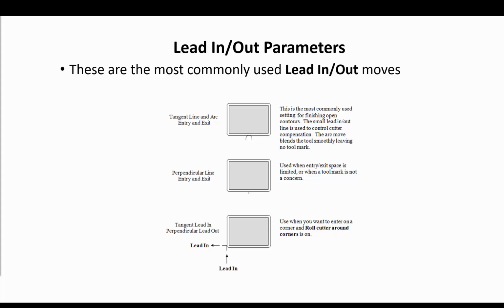As you can see, you can have a combination of tangent line and arcs for both entry and exit. The small LeadInOut line is used to control cutter compensation, and the arc move blends the tool smoothly, leaving no tool mark. Perpendicular line entry and exit is used when the tool mark is not a concern. Tangent lead in, perpendicular lead out is used when you want to enter on a corner and you do have the roll cutter around corners enabled in the contour parameters.